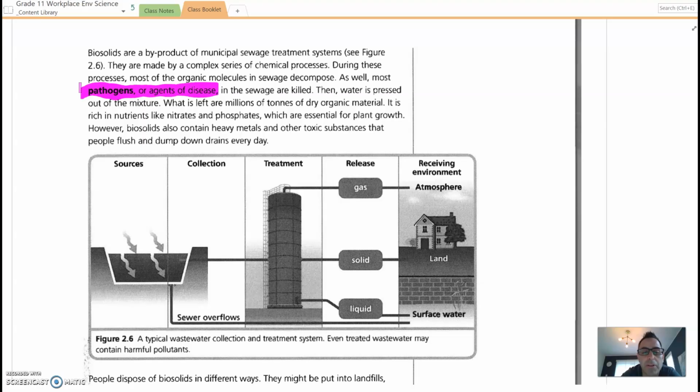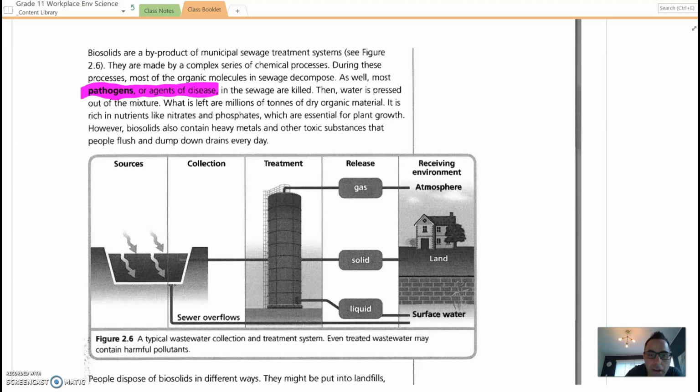What is left are millions of tons of dry organic material. It is rich in nutrients like nitrates and phosphates, which are essential for plant growth. However, biosolids also contain heavy metals and other toxic substances that people flush and dump down the drains every day, like medicine and cleaners, all that type of stuff.